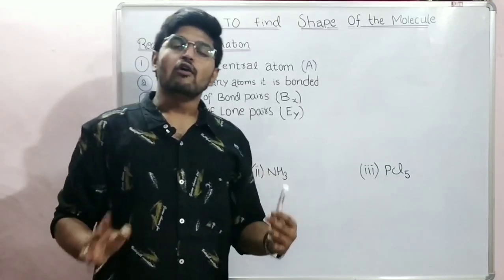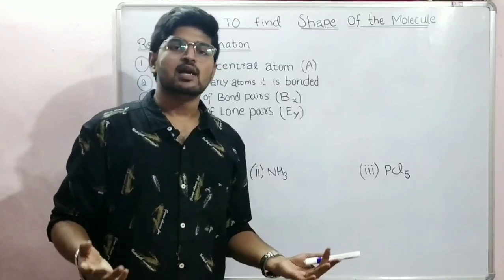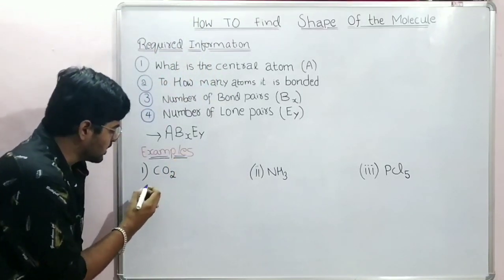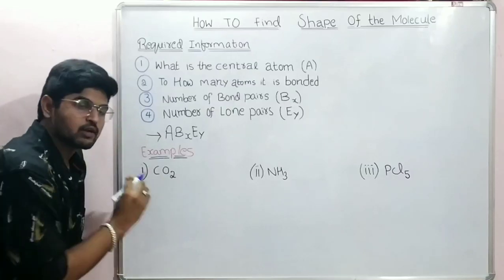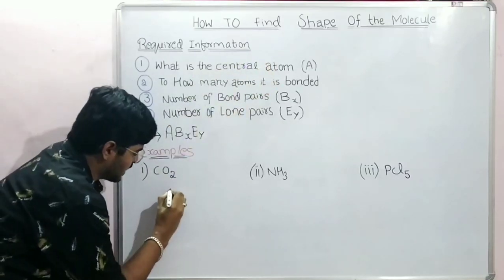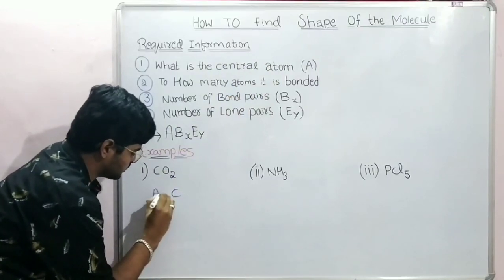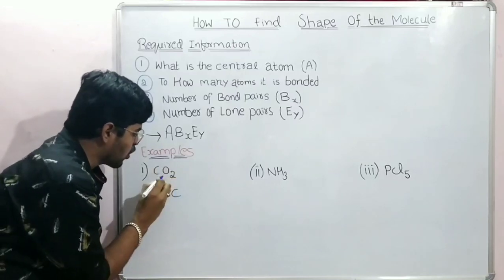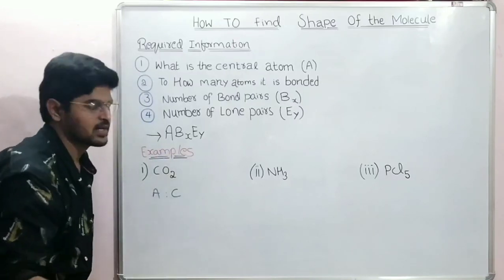So now, how to find the number of bond pairs and lone pairs? It is a very easy method. Let us see some examples. The first one is carbon dioxide. In the carbon dioxide molecule, what is the central atom? That is carbon, so A, the central atom, is carbon. And how many bond pairs and lone pairs are present?